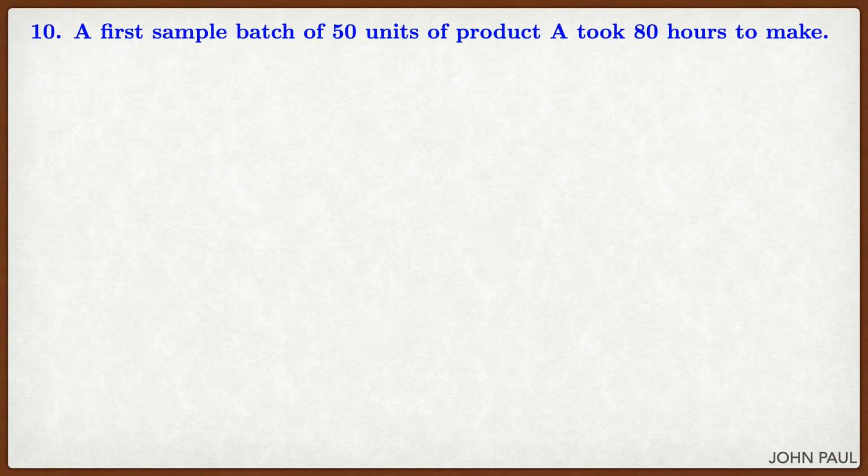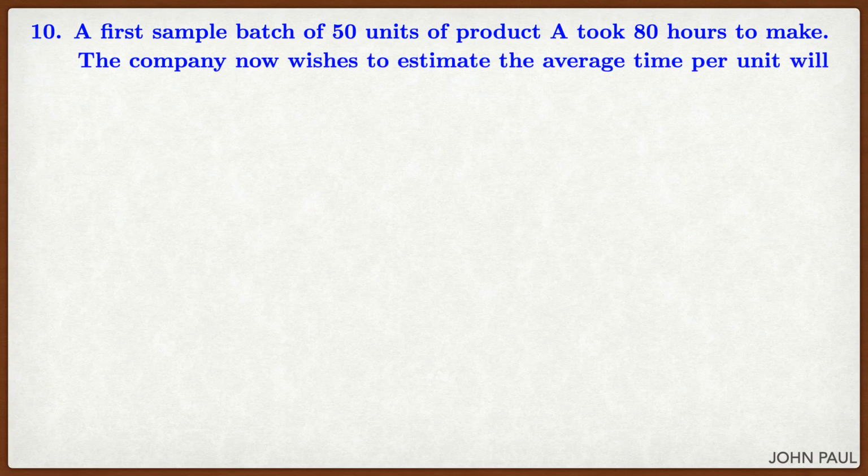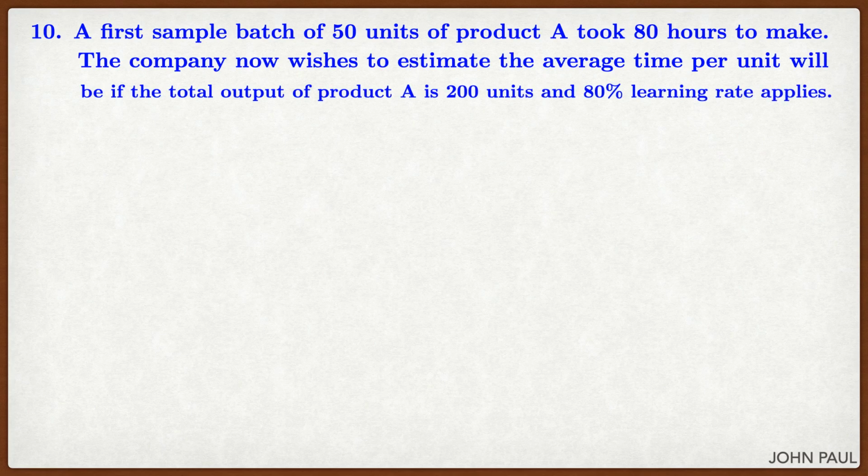10th problem, a first sample batch of 50 units of product A took 80 hours to make. The company now wishes to estimate the average time per unit if the total output of product A is 200 units and 80% effect. Solution, let us assume 50 unit equal to 1 lot.